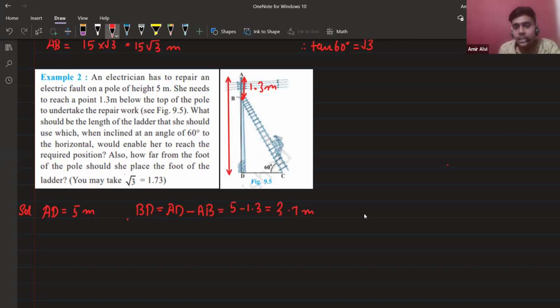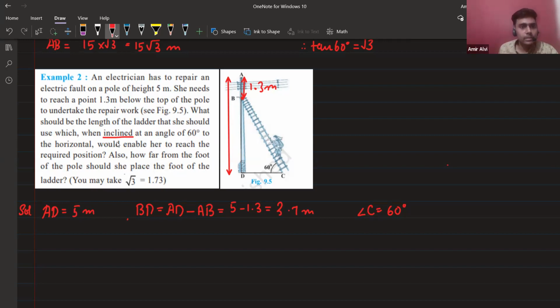Angle C is given as 60 degrees, which is the angle between the ladder and the base at which it is inclined. I've told you the inclined word. That's why I've used the inclined word with the starting introduction. In some questions, the inclined word is also used. Clear? Yes, sir.